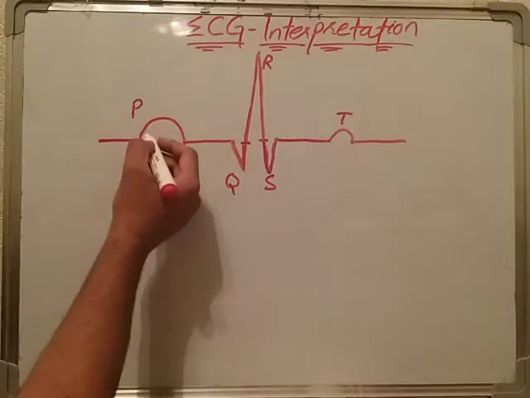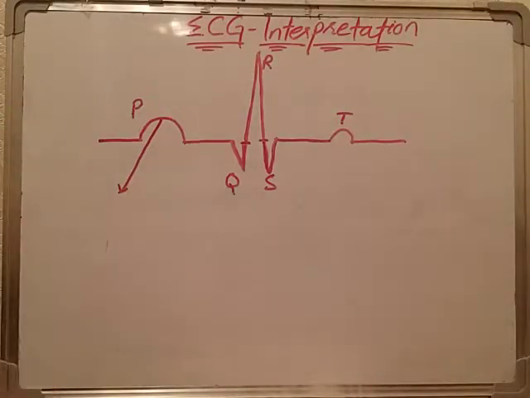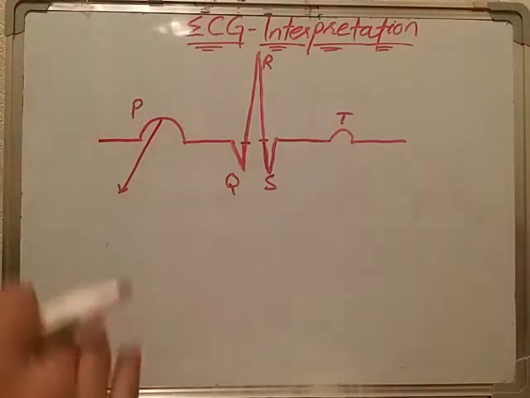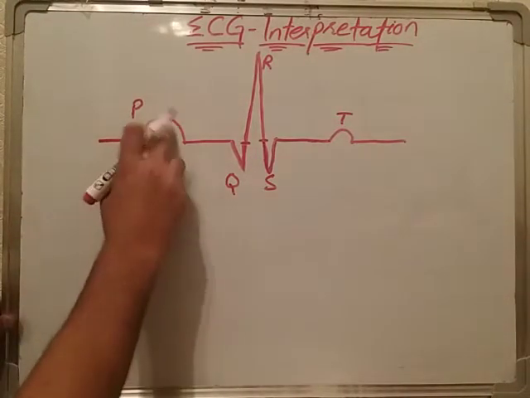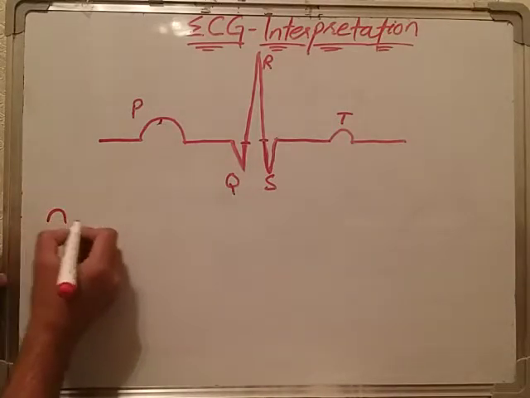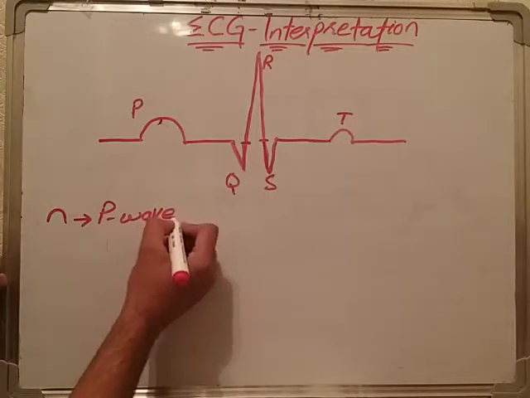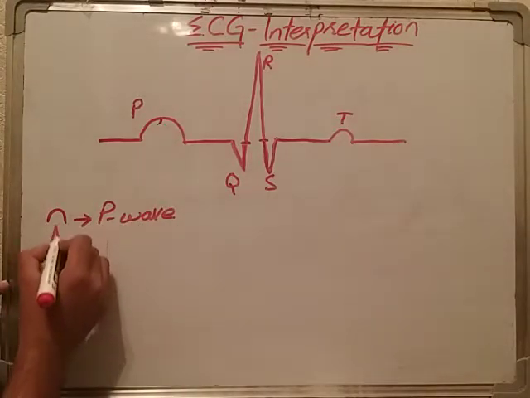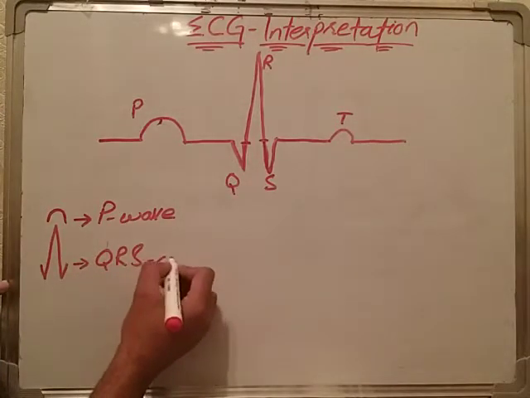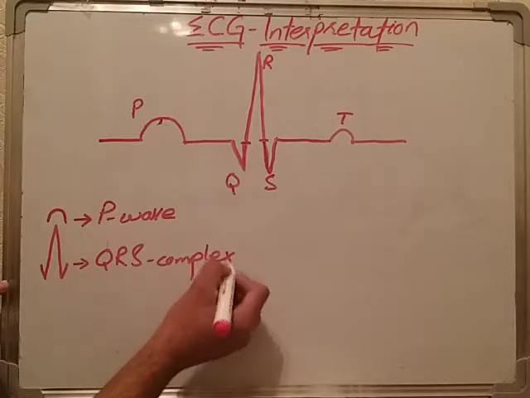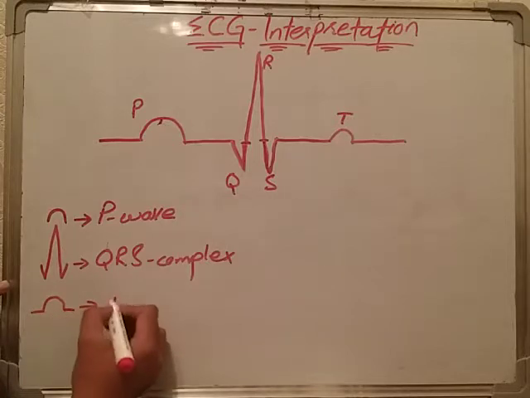We can say these curves, which show depolarization or repolarization, are named waves. So the first one is the P wave, and this one is the QRS wave or QRS complex. And the final, the last one, is the T wave.